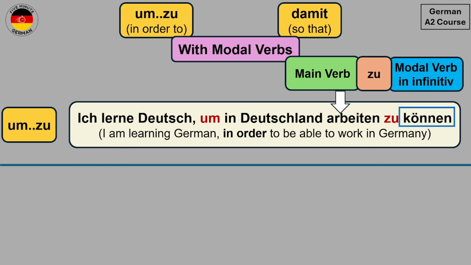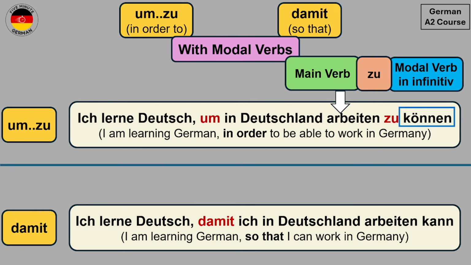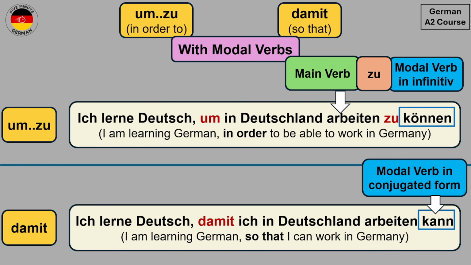And the same sentence with damit will be: Ich lerne Deutsch, damit ich in Deutschland arbeiten kann. I am learning German so that I can work in Germany. Now in this case you see that the modal verb comes at the last position in conjugated form, similar to what we saw for the other connectors.